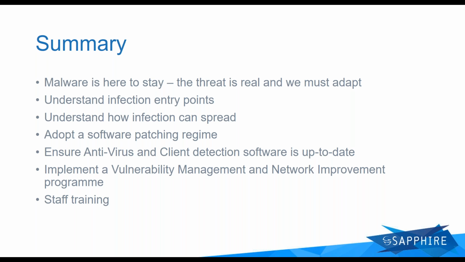Adopt a software patching regime, critical. Ensure our antivirus and client detection software is up to date. And then ideally, we would implement a vulnerability management and a network improvement plan to go hand in hand with each other. And then lastly, staff training, ensuring all of our staff fully understand what the threats currently in our environment are and how they would identify those threats.